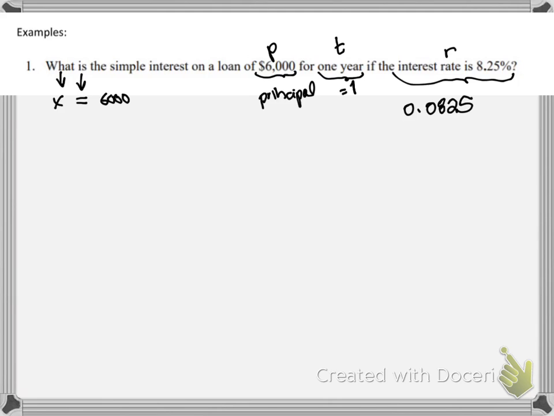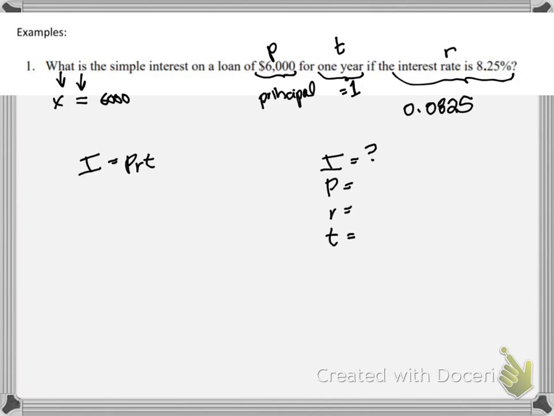What I usually do in these problems is I write the equation first. I'll write I is equal to PRT. Then I usually write over here somewhere those 4 variables. Again, I is the what. We don't know what the interest is.